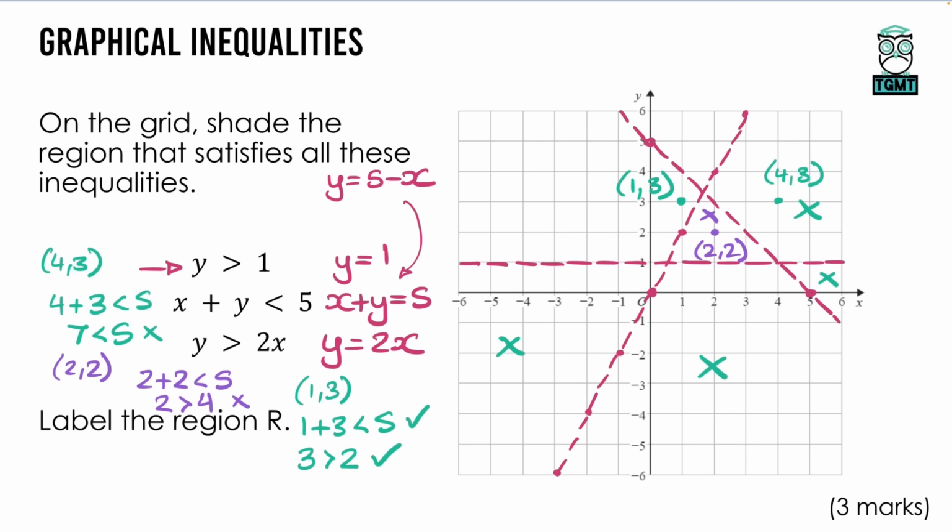Now it does want us to shade that in. When I'm shading it in, I don't need to draw a ton of shading, I just need to make it obvious that that's the region that I'm shading in. So there we go, just a few lines to show that that region's shaded, and that's the region that we were looking for. So there we go, testing those coordinates, really important. And there we go, there's some graphical inequalities.